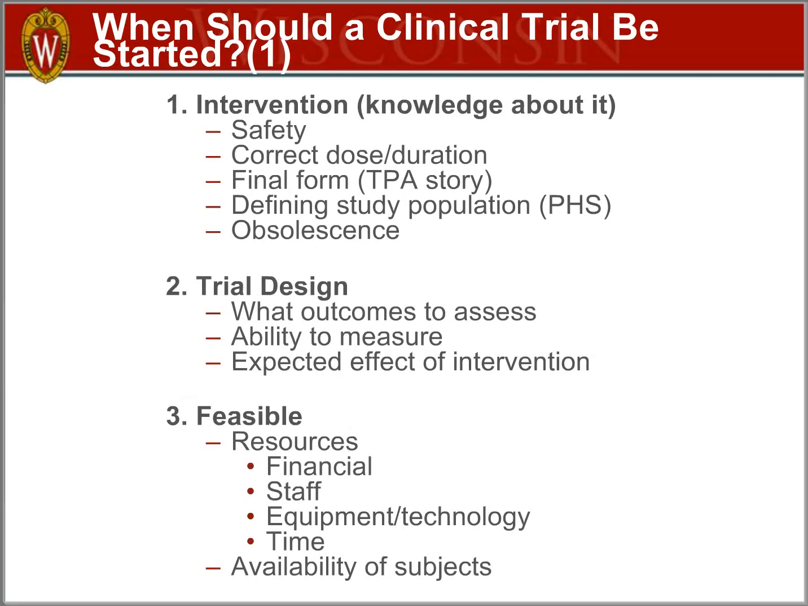A challenge is, when should we start a trial? There's never an ideal time, but there are some things we need to know before it's reasonable to start. One is we need to have enough understanding of the intervention, the drug, the device, the biologic. Something about its safety. We call it the Nuremberg principles. You wouldn't knowingly put someone into a study if there were known safety problems. We need to understand the correct dose and the duration. Knowledge of, do we have the final form of the therapy?